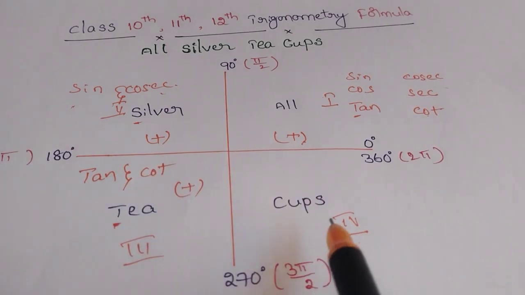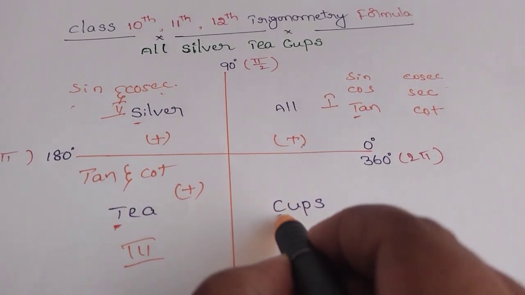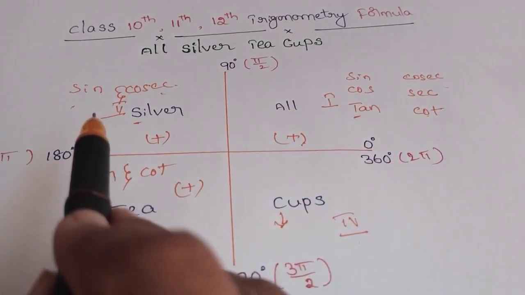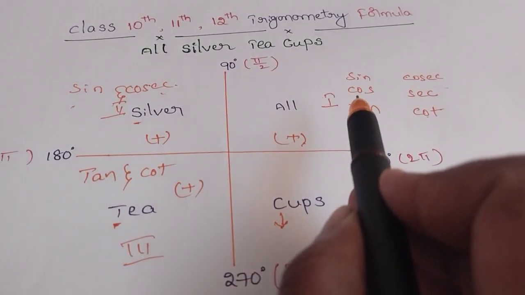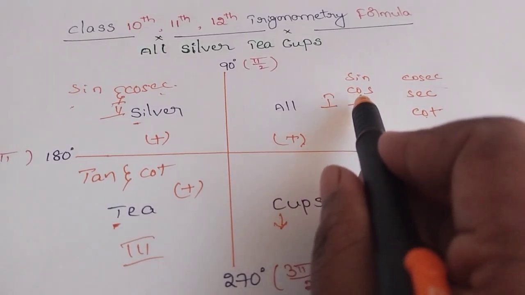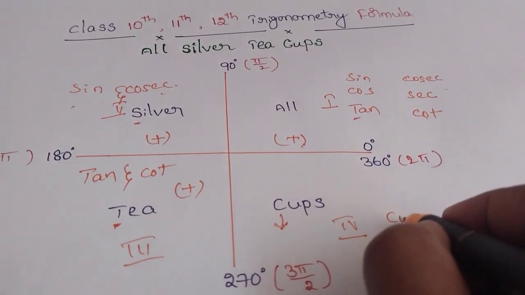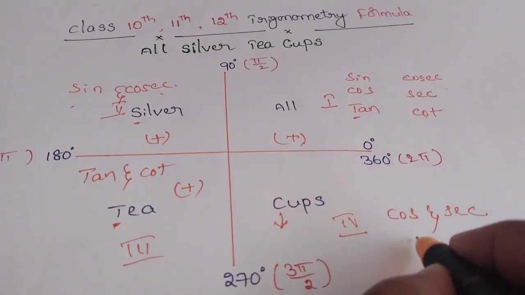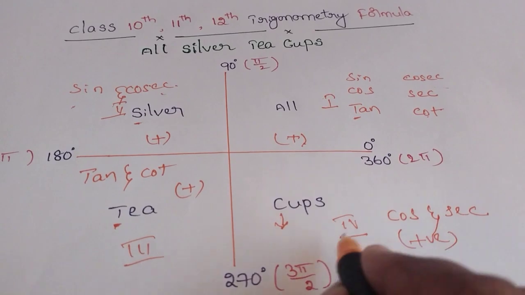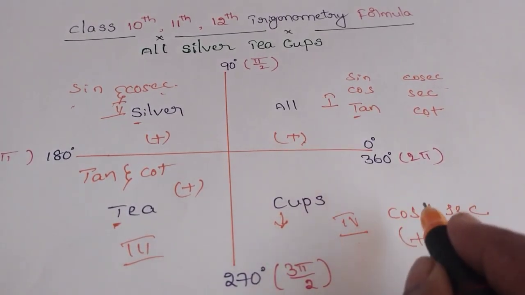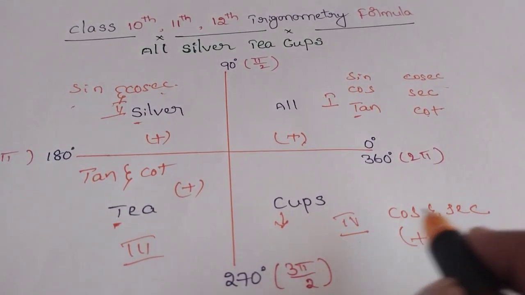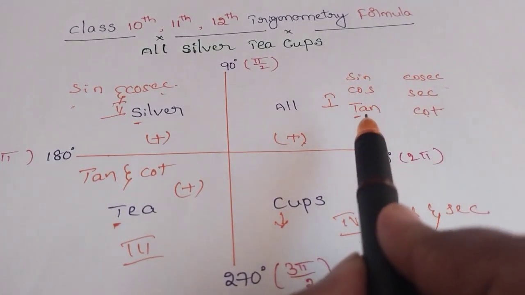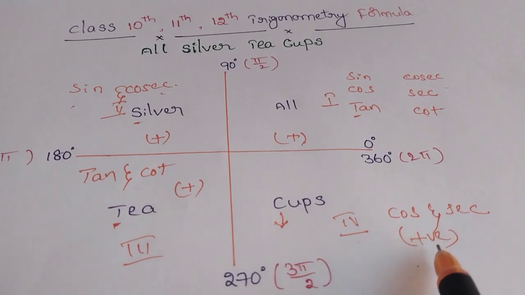Next, last quadrant, fourth quadrant, that is cups. Select C. Here already sine, cosecant are over. Then what is the remaining? Cos. So here we will select cos, and the opposite for cos is secant. These two are positive. The fourth quadrant is the house for cos and secant. The remaining are negative. What are the remaining? Sine, cosecant, tan, cot. These are negative.